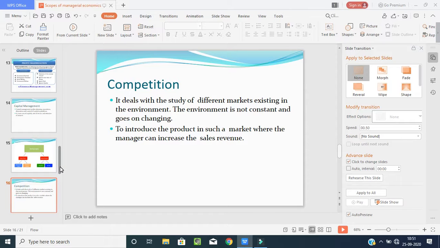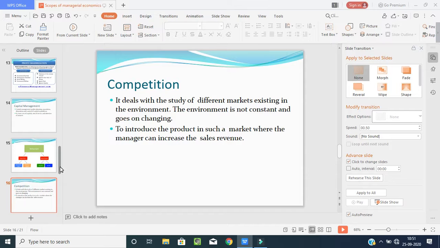So what is competition? Here it deals with the study of the different markets existing: how many markets there are, how many competitors there are, and how many people are our customers in the existing environment. The environment is not constant or fixed and goes on changing every year or every time period. So we have to be very careful with our product and our competition. Another thing is to introduce the product in such a market where the manager can increase the sales revenue.